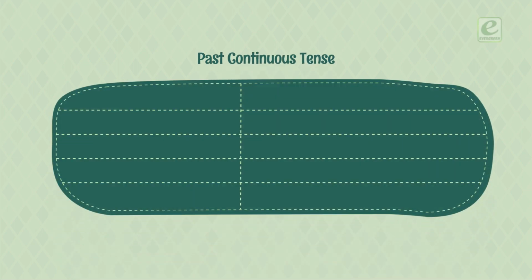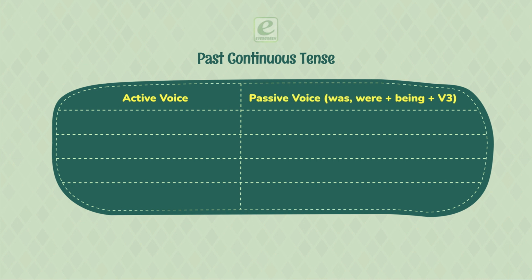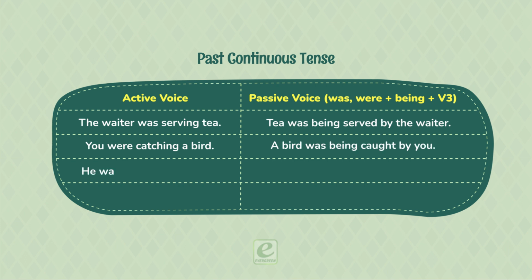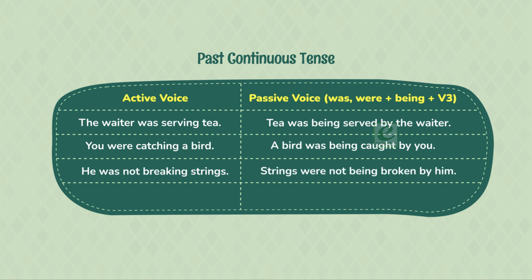Past continuous tense. Active voice, passive voice: was, were plus being plus third form of verb. The waiter was serving tea. Tea was being served by the waiter. You were catching a bird. A bird was being caught by you. He was not breaking strings. Strings were not being broken by him. Jane was sweeping the floors. The floors were being swept by Jane.